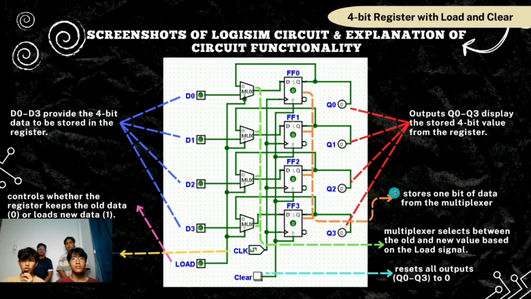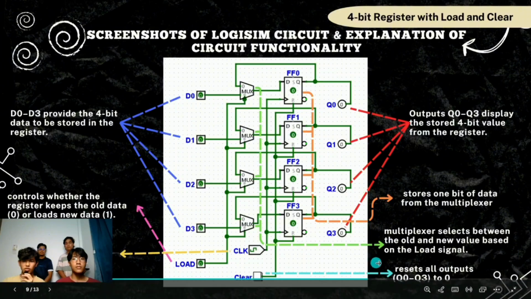The flip-flop stores 1 bit of data from the multiplexer. The multiplexer selects between the old and new value based on the load signal. The clear button is to reset all outputs to 0.